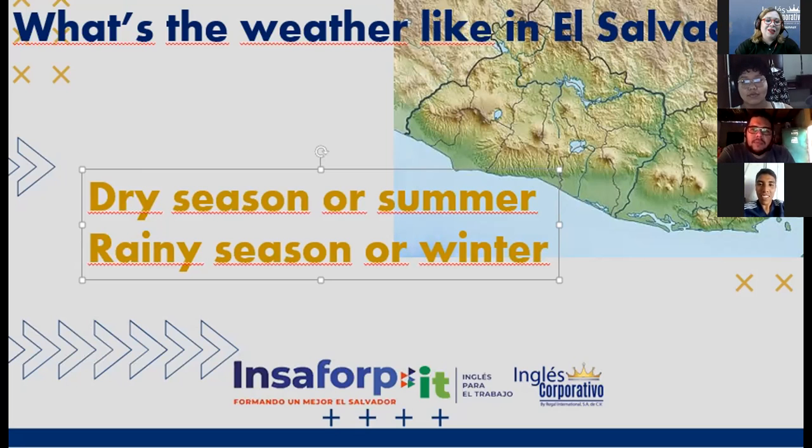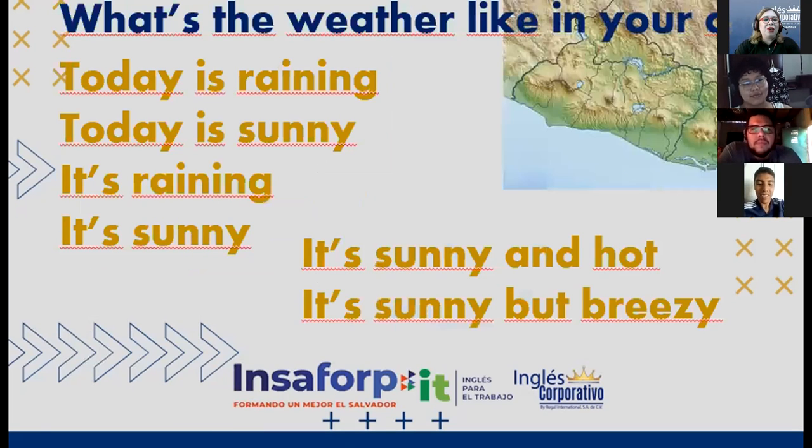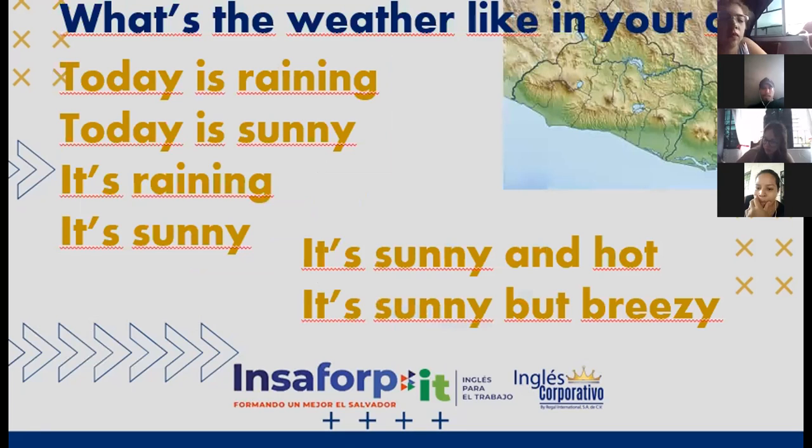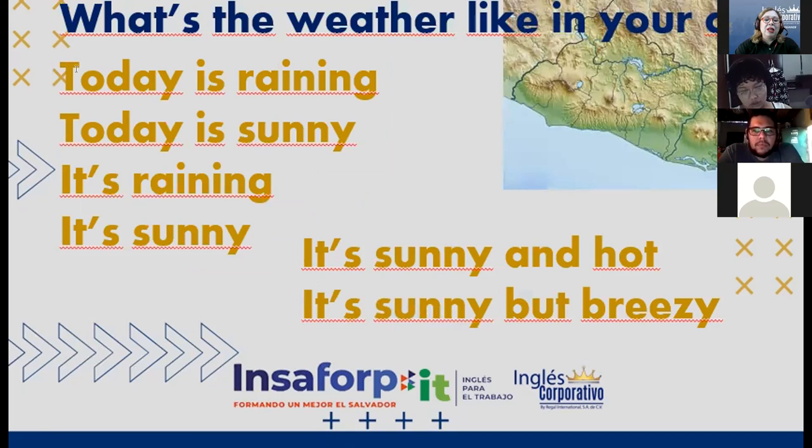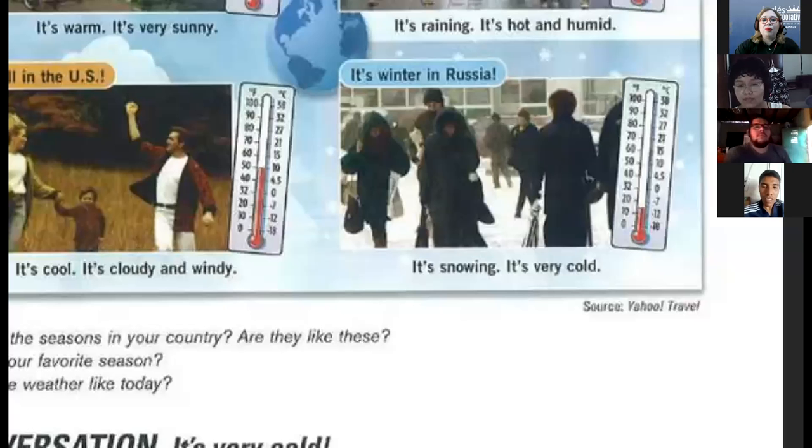All right, now let's go and check this. What's the weather like in your city? Vamos a ver, ahí podemos usar estas expresiones. Today is raining. Today is sunny. Today is cloudy. Okay, veamos las que teníamos en el libro. Las que tenemos en el libro podemos usar como today is windy. Today, well, here is not snowing, right? So hot, humid, and very sunny or warm, all right?